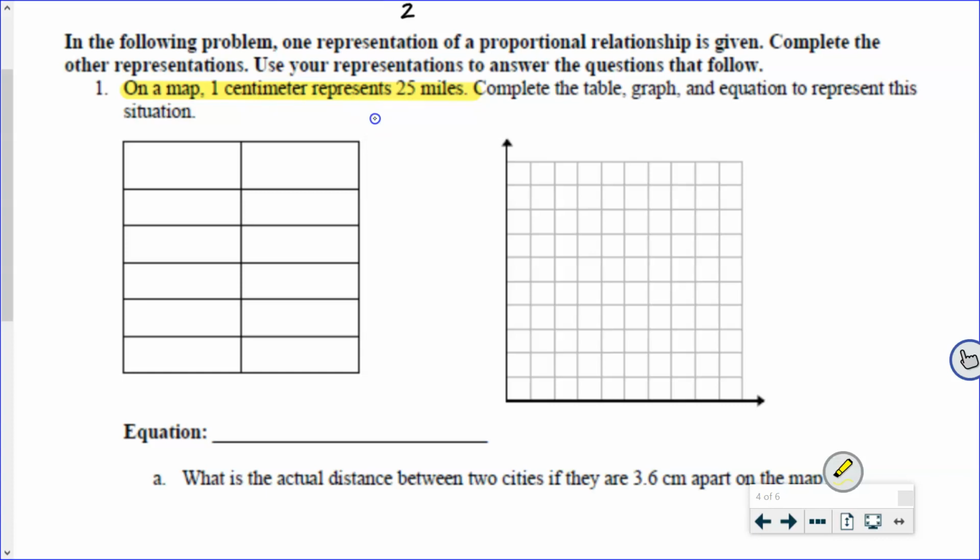Have you guys ever seen a map before? Like an actual map, not just like Google Maps. There's usually a key somewhere on the map that will say something like this, so that when you're measuring 1 centimeter on the map, you don't think, oh, that's just 1 centimeter away. You know that that represents a distance of 25 miles. Okay, so there's your story. You need to complete the table, complete the graph, and write the equation. And then we'll answer those questions.